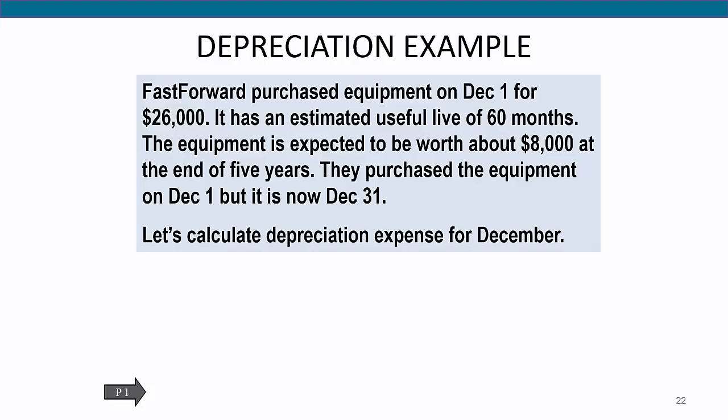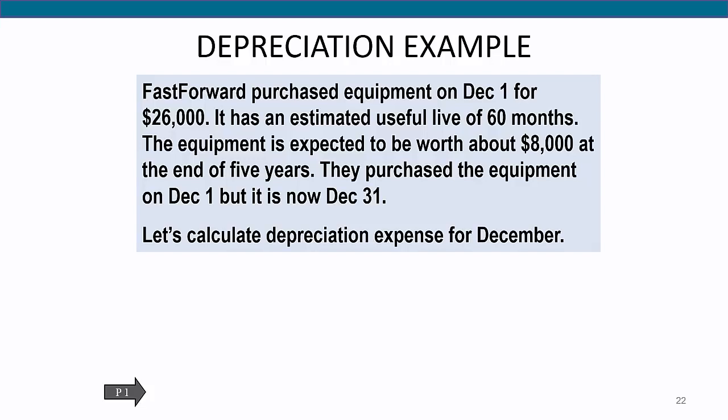Assume Fast Forward purchased equipment on December 1st for $26,000. It is estimated to have a useful life of 60 months. The equipment is expected to be worth about $8,000 at the end of 5 years. The company purchased the equipment on December 1st, but now it is December 31st. We will depreciate the net cost of $18,000, that would be cost minus salvage, over the equipment's useful life of 60 months.